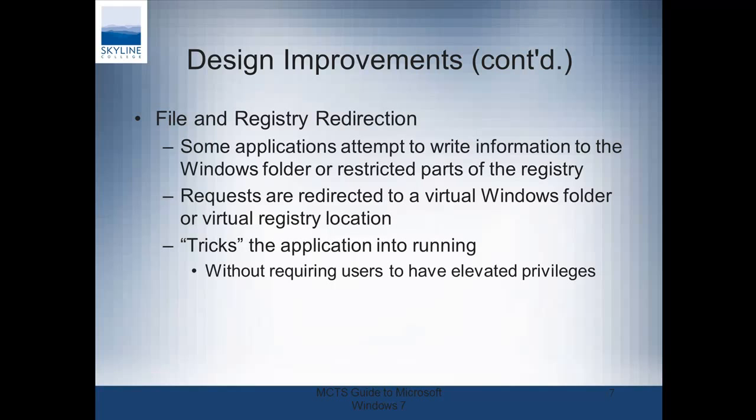File and registry redirection sends information to the Windows folder and restricted parts of the registry to other locations. You've probably experienced some of this. One of the biggest ones to me is, you ever try to save something to the root of C on these machines? It says you can't do it. You can create a folder and save it in the folder, but you can't save it to the root. To me, it's just kind of an oddity. It tricks the application into running without requiring the user to have elevated privileges. Requests are redirected to a virtual Windows folder or a virtual registry. So it allows temporary changes without making permanent changes to the registry while you're running the machine.